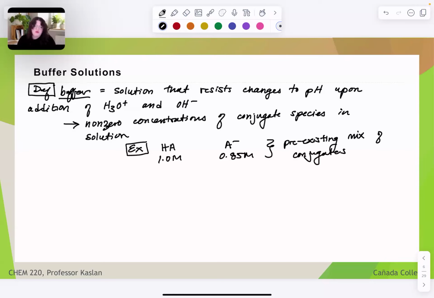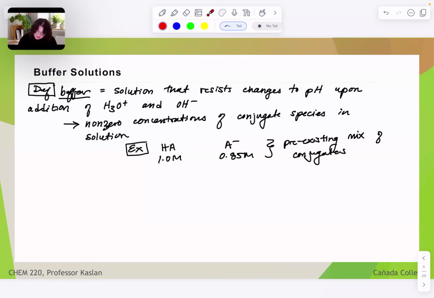conjugates. So before, when we were talking about weak acids, we assumed that initially in the solution there was absolutely no A minus conjugate that was formed pre-dissociation. Here we are creating solutions that have weak acid and then are kind of doped with their weak base. So we're adding conjugate to a weak substance.